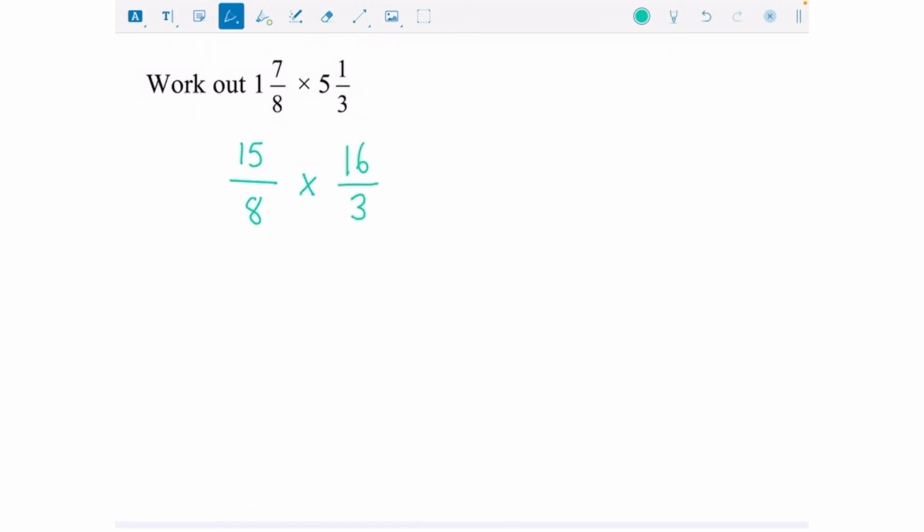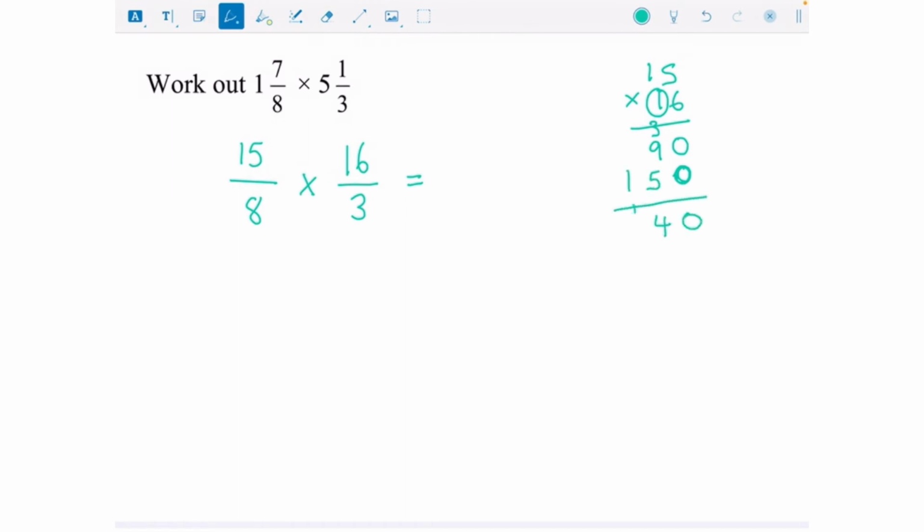And then to multiply fractions, we just do the top times the top and the bottom times the bottom. So 15 times 16: 6 times 5 is 30, carry the 3, and 6 times 1 is 6, add the 3 is 9. And then we're moving over to the 1 now, so I'm going to put a 0 here. 1 times 5 is 5, and 1 times 1 is 1.